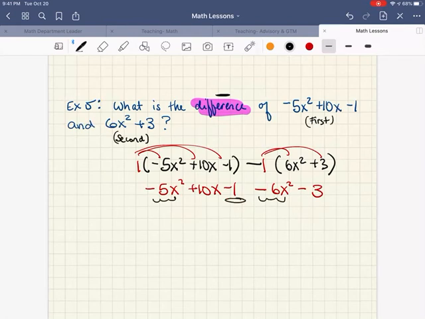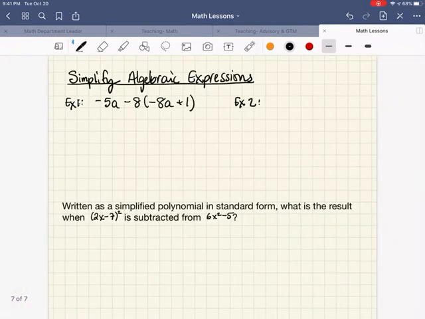Okay, the 10x has no like terms. But remember that you do have to write it in the right order. So this is negative 11x squared. Exponent stays the same. The 10x, positive 10x, comes next. And the negative 4 is that constant, goes at the end. Okay, and this is it.